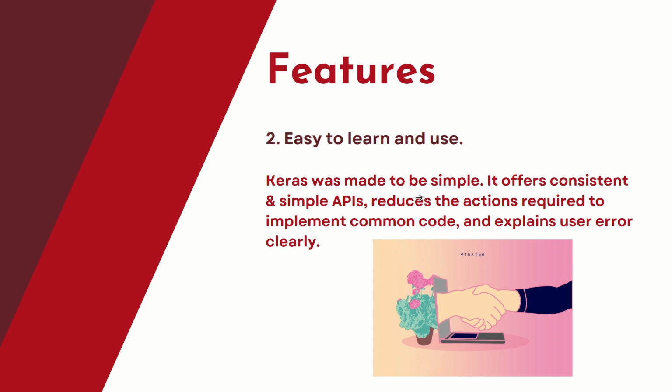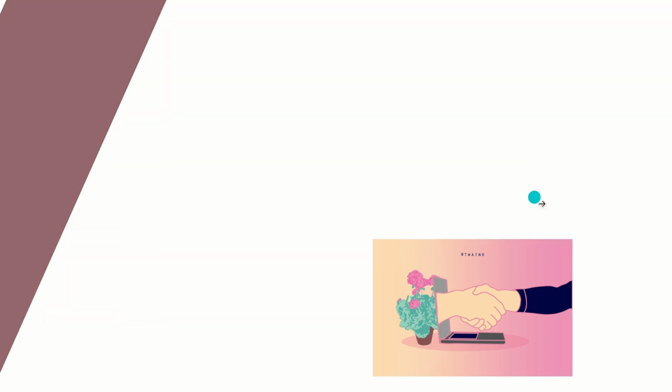Now, Keras is also very easy to learn and use. So it was made to be simple and it offers consistent and simple APIs. So it reduces the actions required to implement common codes and explains user error clearly. Now, when you're implementing a common code or something that is going to be used a lot of times, it is not at all messy. It is very easy to implement these codes. And if there is an error, in case there is, it also explains the error very clearly so that you can easily debug it and you can make corrections.